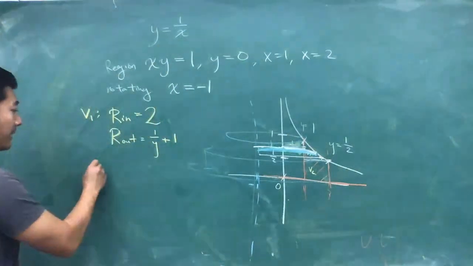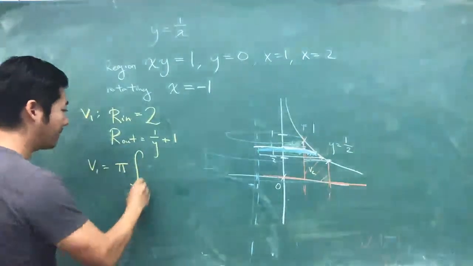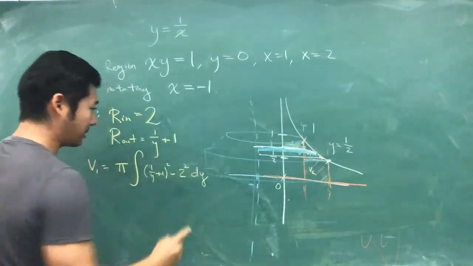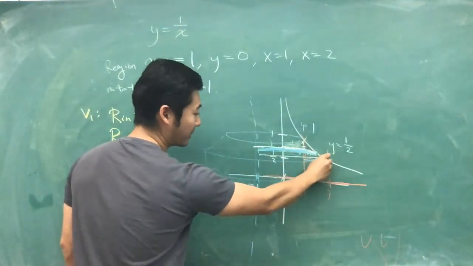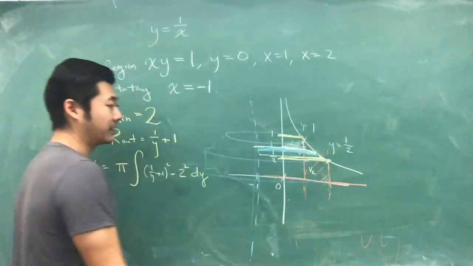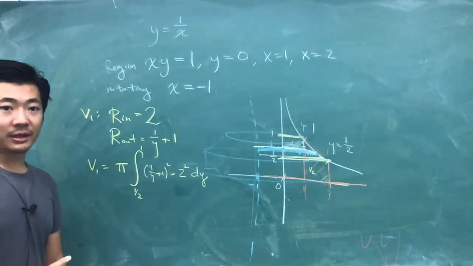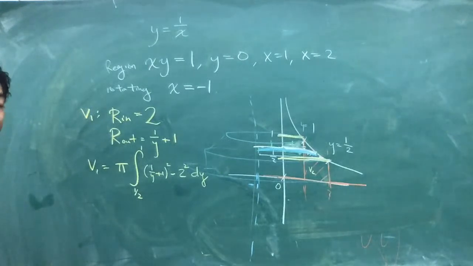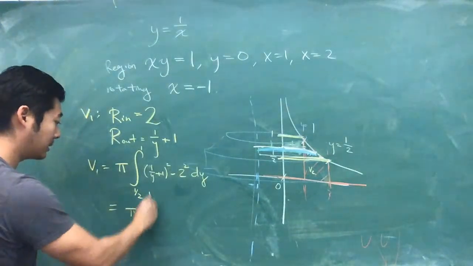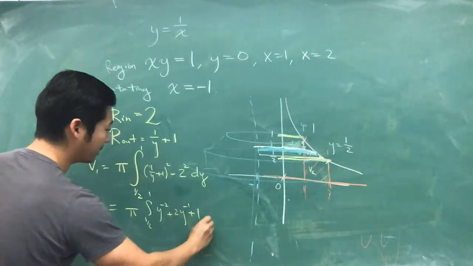And so we want to find the volume of the top part. That's going to be pi times the integral of outer radius squared minus inner radius squared, dy. So what should the bounds be? It's going to be from this point, which is 1/2, all the way out to this point, which is 1. So your integral is going to be from 1/2 to 1. With these volume problems, a lot of them, you just multiply it out and integrate. This one is the same. This is pi times the integral from 1/2 to 1 of, if you square this, y to the -2 plus 2 times y to the -1 plus 1 minus 4, dy.